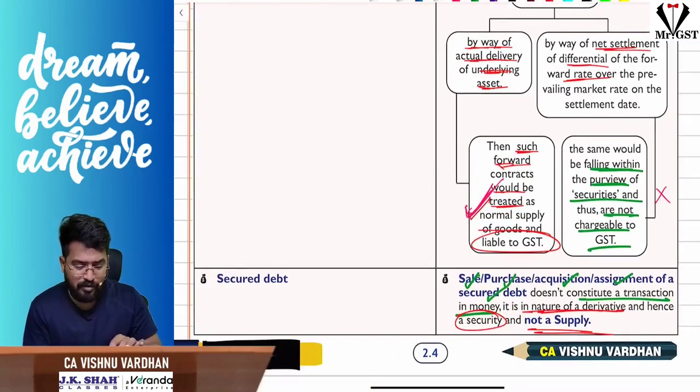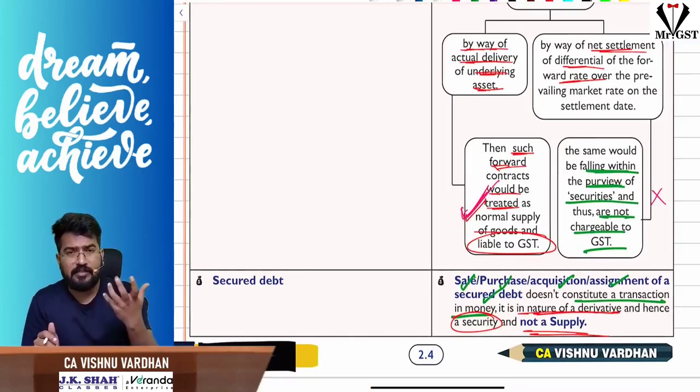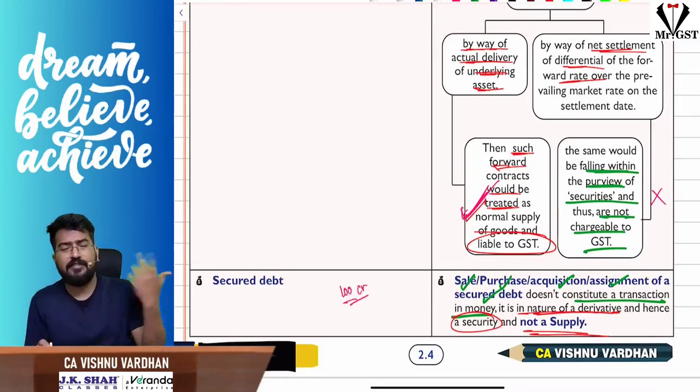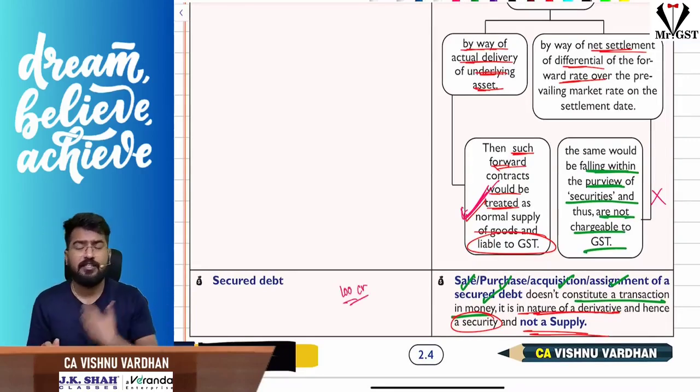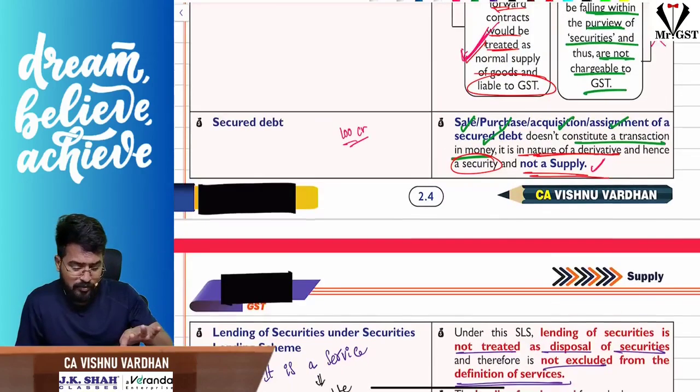Same way, sale or purchase of debts. Let us assume we have 100 crores of debt and we are selling that 100 crore debt. This is nothing but money. You are exchanging money, so that is also not a supply. So these are the key things with respect to financial transactions.